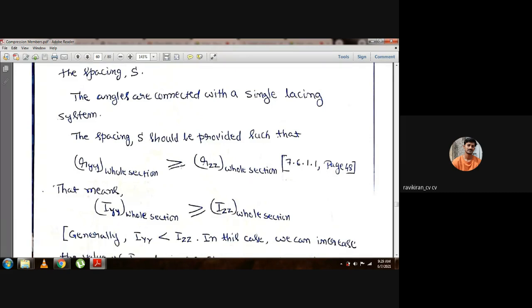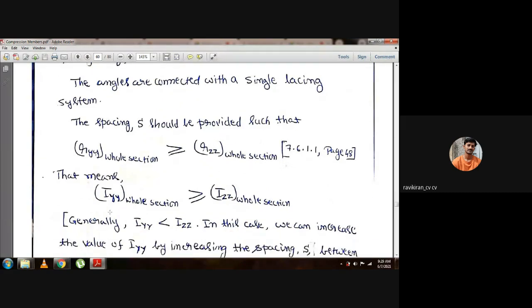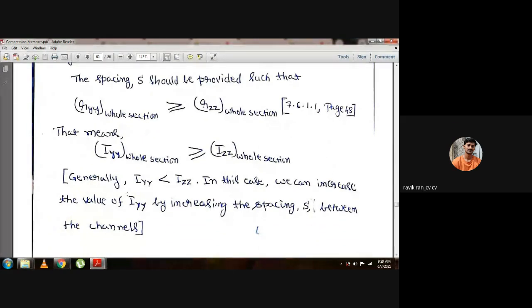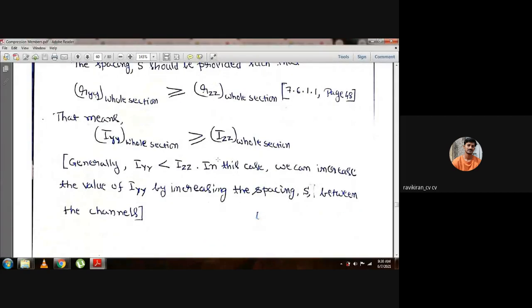So if this condition is satisfied, obviously the moment of inertia for the YY section will also increase in the ZZ direction. In general, without spacing, Iyy will be less than Izz, right? But in this system, we should not follow this. We should place the sections in such a way that the Iyy value is greater than or equal to the Izz value.